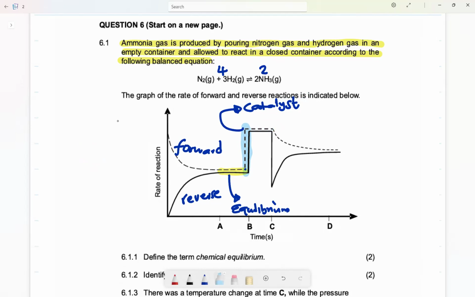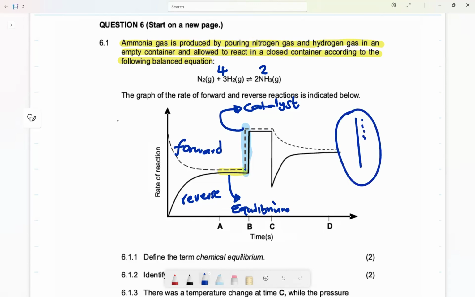Then after that, there is a disturbance again. But what kind of disturbance? Let's see. There was a decrease, but in what? I see the reverse reaction had a sharp decrease, but this one had a gradual decrease. So it means that the effect here can only be concentration, not pressure. Why? Because on concentration, one of them increases sharply and the other increases slightly, or one of them decreases sharply and the other decreases gradually like that. But if it is pressure, remember, if you decrease the pressure of the system, then maybe the forward reaction will decrease more, and the reverse reaction will decrease less.